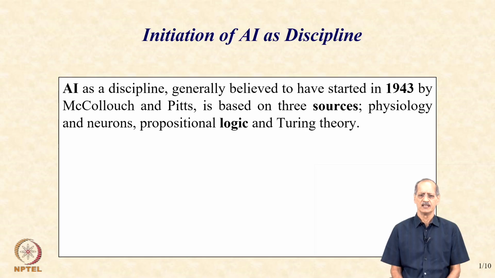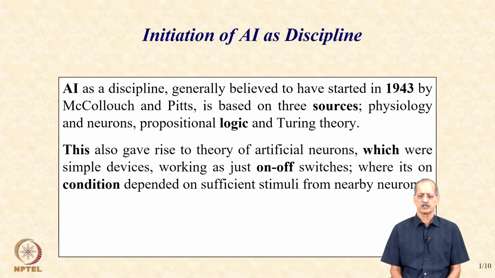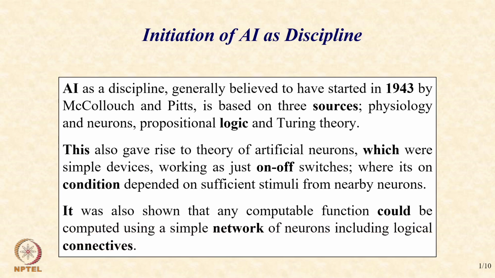Initiation of AI as a discipline is generally believed to have started in around 1943 by McCulloch and Pitts, and is also believed to have originated from three basic sources, that is physiology, neurons, propositional logic and Turing theory. This also gave rise to the concept of artificial neurons, which were simple devices working just as on-off switches, where the on condition depended on sufficient stimulus from nearby neurons. It was also shown that any computable function could be computed using a simple network of neurons, including logical connectives.